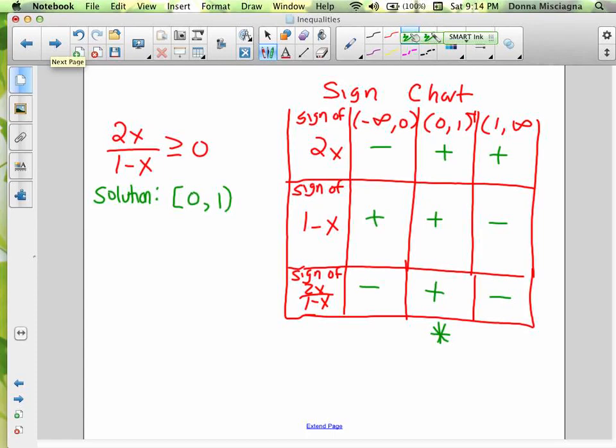So we can get as close as you could conceivably get, and get closer and closer, but we just can't reach 1. So 0 is included, so we're going to use a bracket. 1 is not included, right, because that would be undefined. So we're going to use a parenthesis there. This is our solution in interval notation.